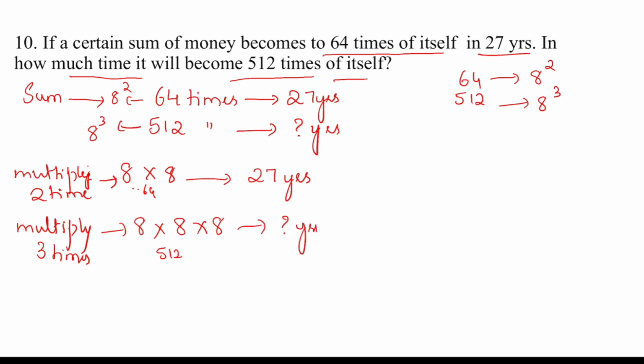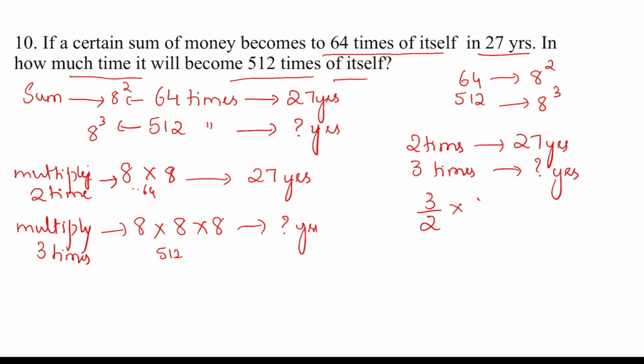Therefore, to multiply 2 times it is taking 27 years. To multiply 3 times it will take how many years? So 3 divided by 2 into 27, which is equal to 81 by 2, which is equal to 40.5 years. So to become 512 times, it will take 40.5 years. Or you can do this in one more way.